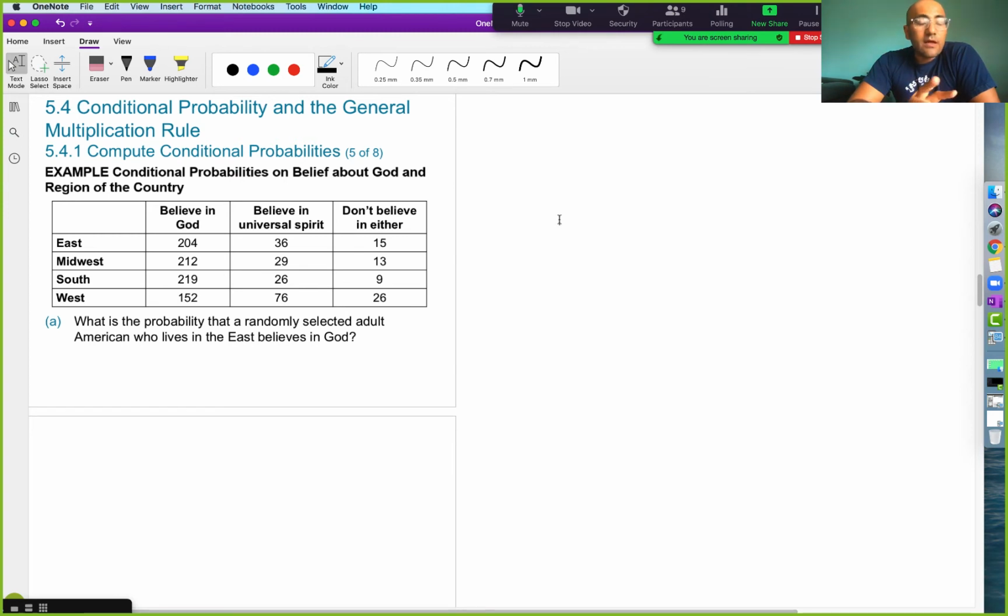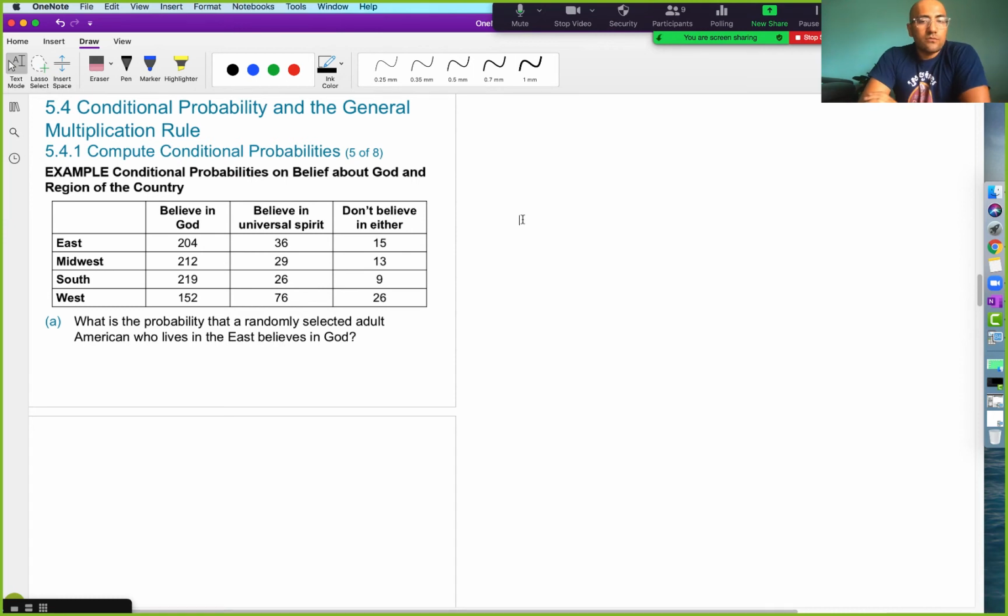So you believe in God is one of the options. You believe in some sort of universal spirit, so maybe not a God as normally defined, but some sort of universal spirit of some kind. Or maybe you believe in neither. Good. And the results of this survey, remember 1,017 people were surveyed, are in this table that describes the results by regions of the country: the East, the Midwest, the South, and the West.